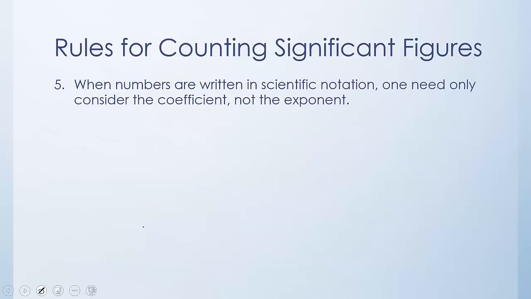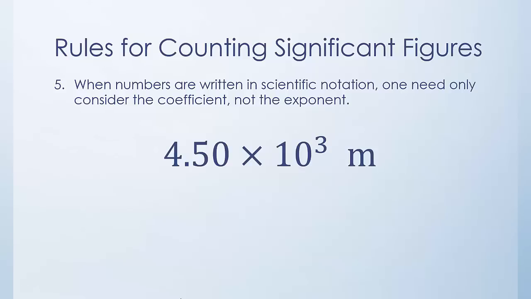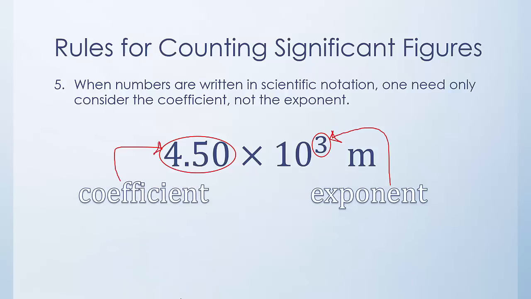Our 5th rule has to do with scientific notation. We have to remember that when we have numbers written in scientific notation, we only need to look at what we call the coefficient, not the exponent. So here I have 4.50. That comprises the coefficient. The 3 is the exponent. So when we're trying to decide how many significant figures are in this number, we only look at the 4.50. We do not look at the times 10 to the third. The times 10 to the third, that's where our placeholder zeros are, if you think about it. So this guy here is going to have 3 significant figures.